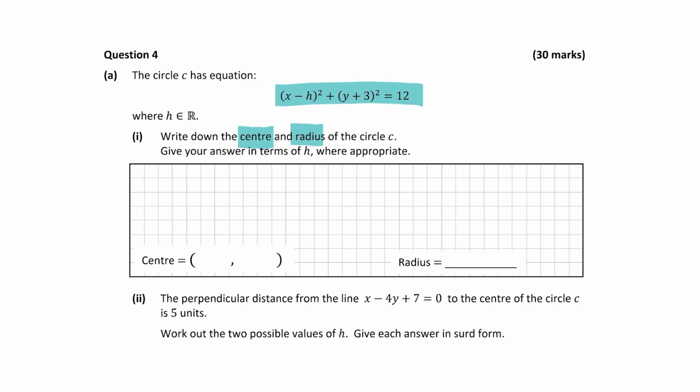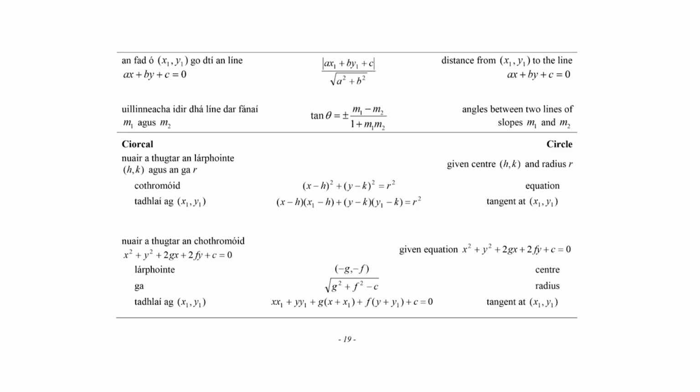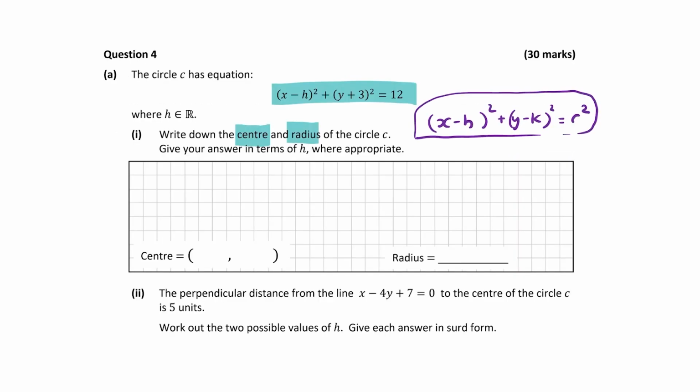So there's a specific rule that you can use for this in the log tables, and I'm just going to bring it up now. On page 19, it tells us that when the circle is in this form, (x minus h) squared plus (y minus k) squared is equal to r squared, the center is (h, k) and the radius is r. So that's going to be very important for this question. So I've just written down the form that the circle is in here.